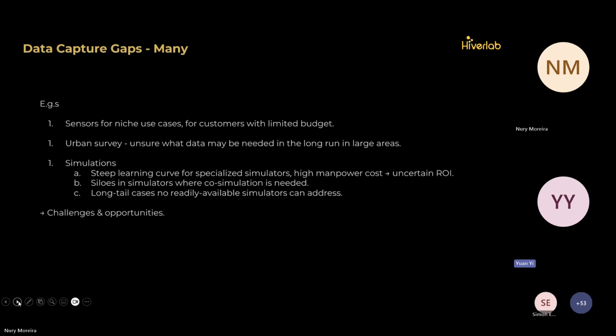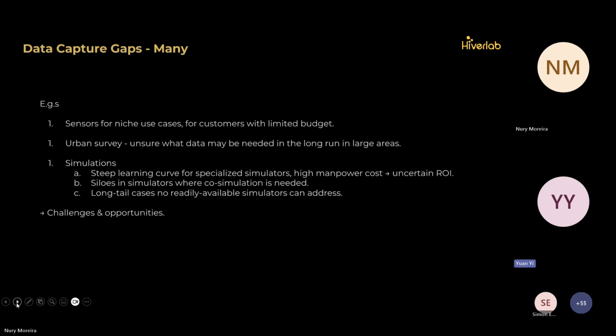So, however, we do believe that there are still a lot of data capture gaps, which is actually the main theme today. In terms of the IoT sensors, there are niche use cases where existing sensors may not be suitable, or such existing sensors may be too expensive for some of the customers who have a specific pain point but may not have a big budget to afford the very high-end sensors, right?